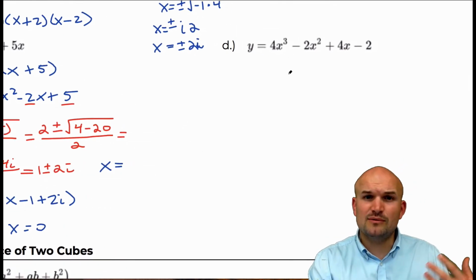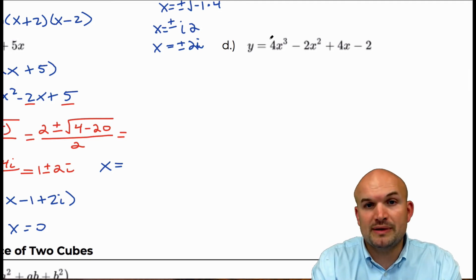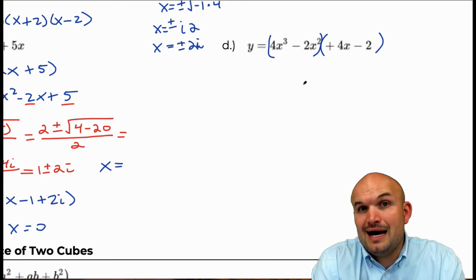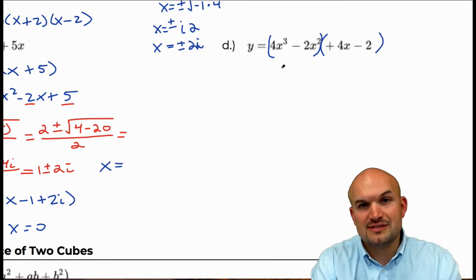All right, on to the last example. And you can see here we have a polynomial with 4 terms. So immediately I'm going to think about grouping. So we group the first 2 terms and group the last 2 terms. I say, all right, how can I factor this? I know how to factor by grouping.